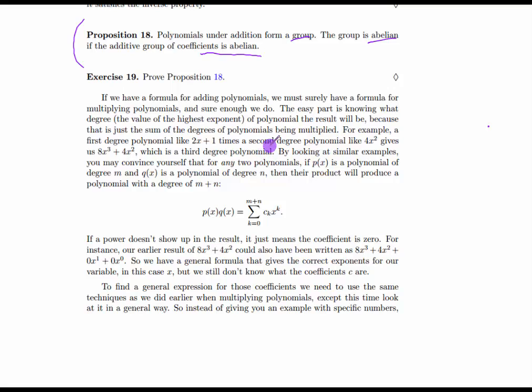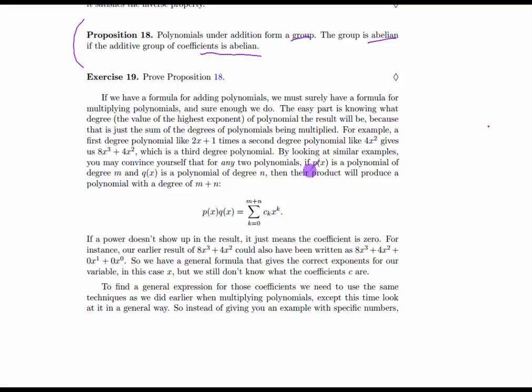We saw previously when we multiplied two monomials together, for instance 4x squared and 8x cubed, the power of x that resulted was x to the fifth. Where did the 5 come from? 2 plus 3.